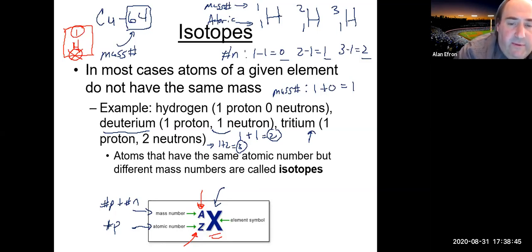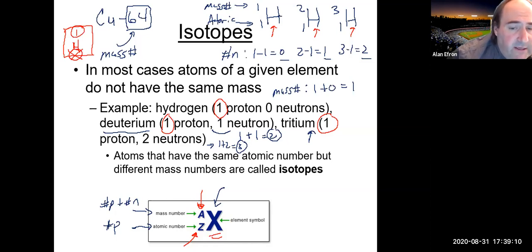So we did three examples here with hydrogen. Although they all have, as we talked about last time, different names, they are all the same element. They're all hydrogen because they all have one proton each. And if you go to the periodic table and look at number one, it is H, which is hydrogen. That's how we know the symbol.